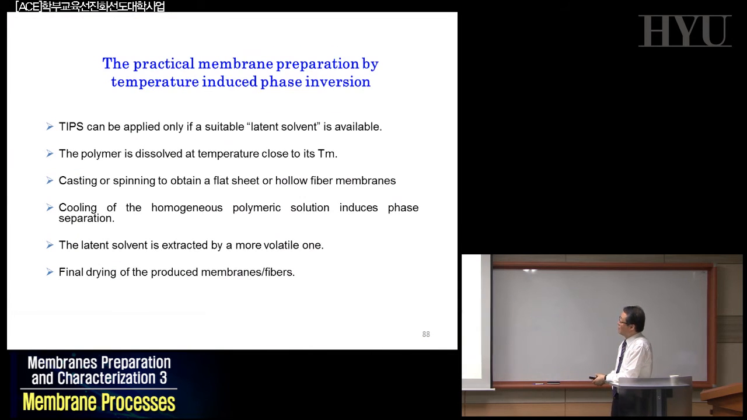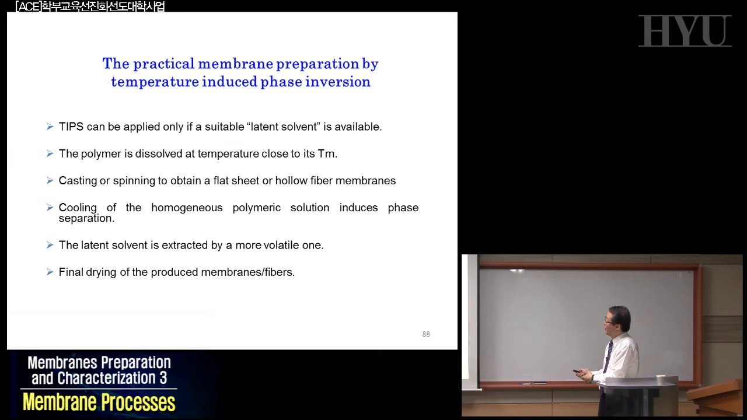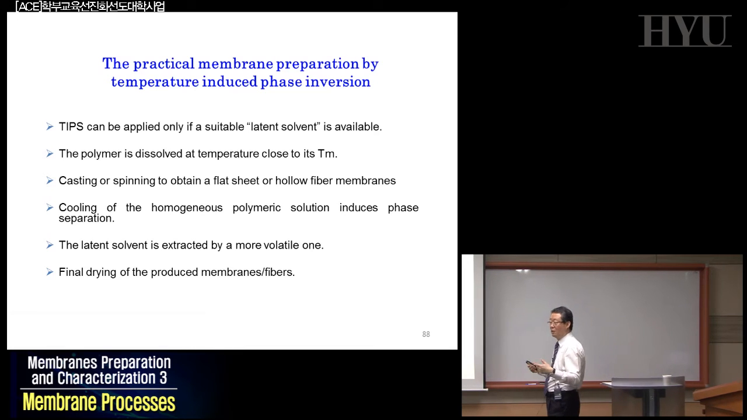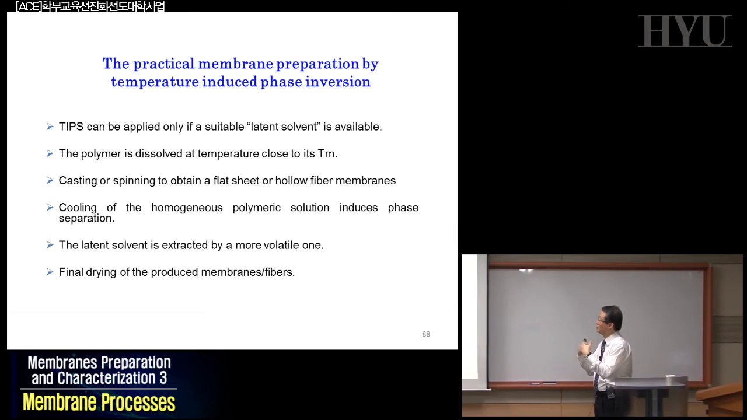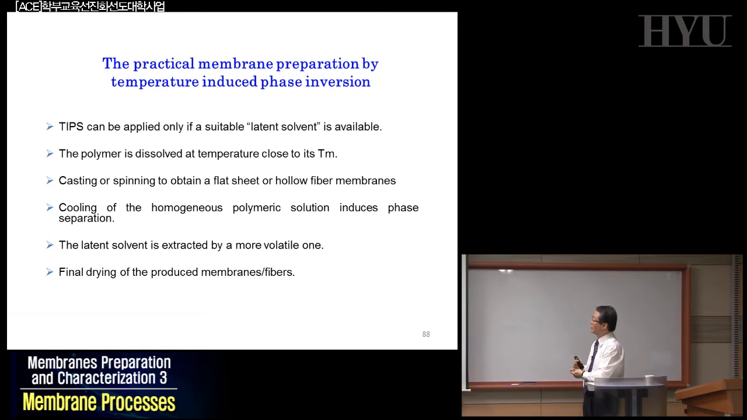TIPS process needs a latent solvent which can take the latent heat, so that you will be able to increase the temperature above the melting temperature. And again, because the polymer needs a melting temperature, this polymer should be at least semi-crystalline. Okay? That way you can make a strong fiber or strong membrane out of this.